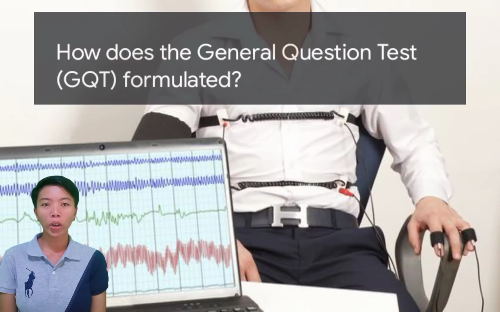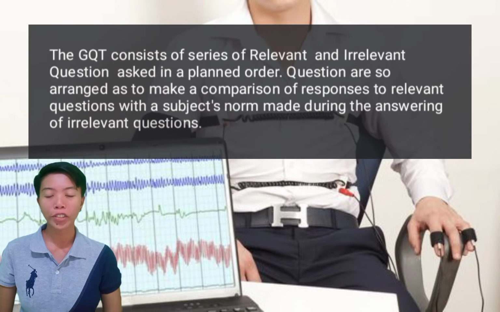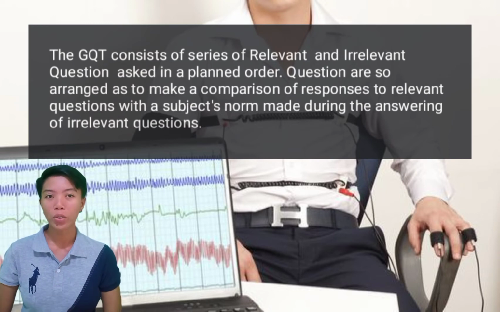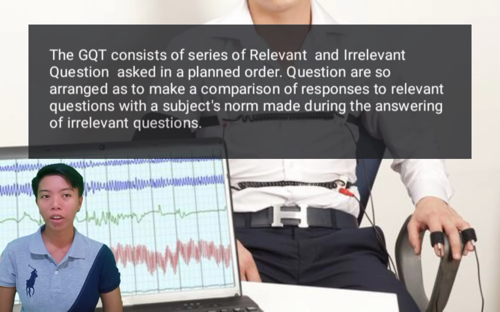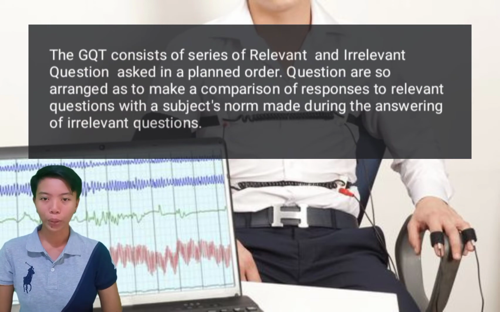Now, let's move on to how the general question test is formulated. The general question test consists of relevant and irrelevant questions in a planned order. Questions are so arranged as to make a comparison of responses to relevant questions with the subject's norms established during the answering of the irrelevant questions.